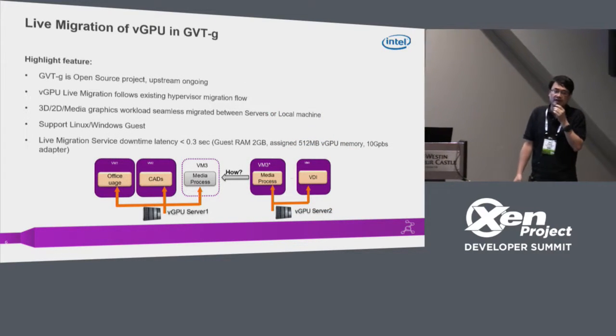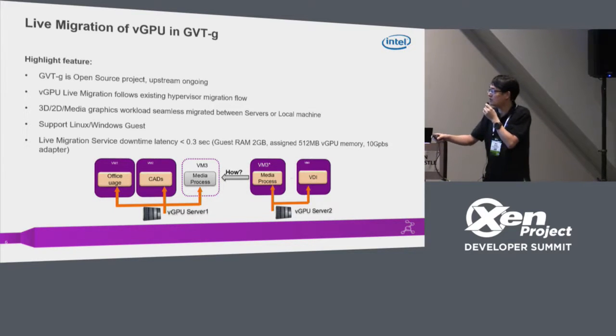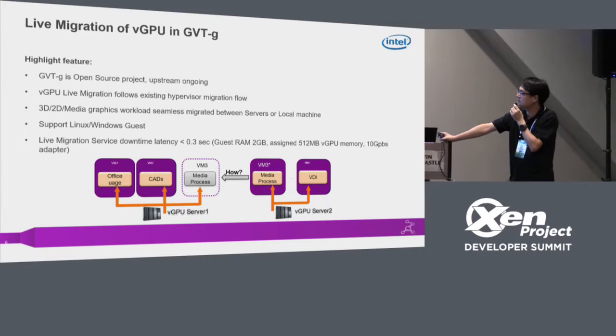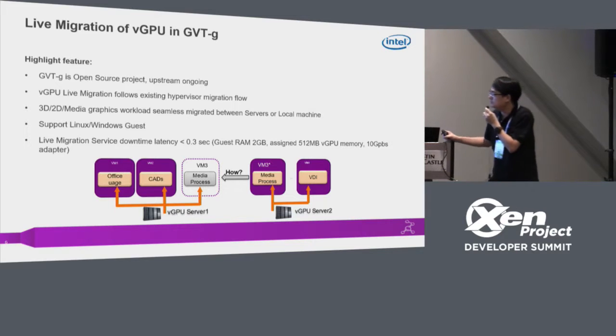Currently, we already have a prototype code for the GVT-g live migrations. So here are the highlight features. The first thing is that GVT-g is an open source project. So you can get every line of code in public, and we release every 3 months, quarterly, so you can get the latest code.